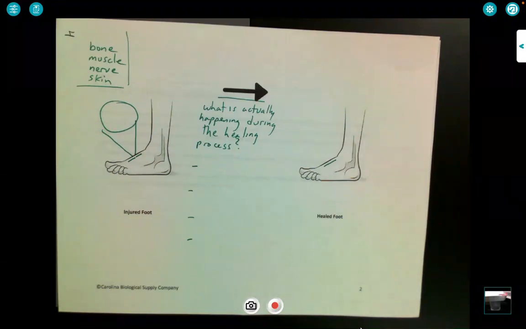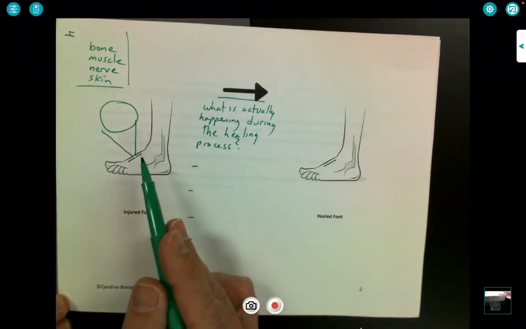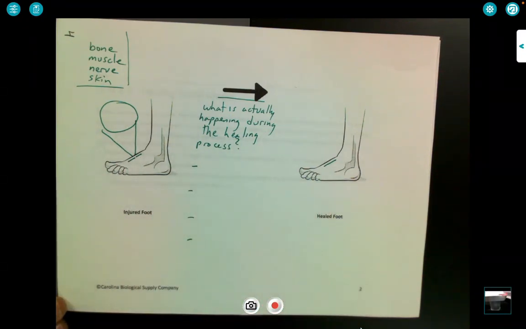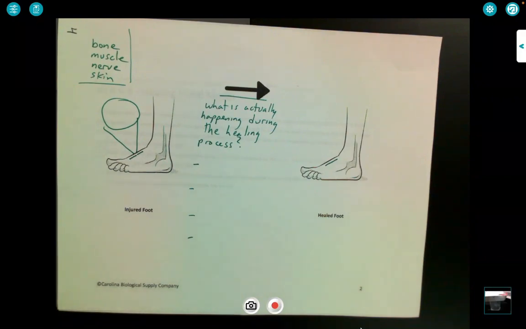So send that there. That's worth 10 points, and it's not based on correctness or anything. It's just based on whether you completed what it looked like before and after, and what you thought was happening in between. So we're not going on correctness, we're just going on completion.